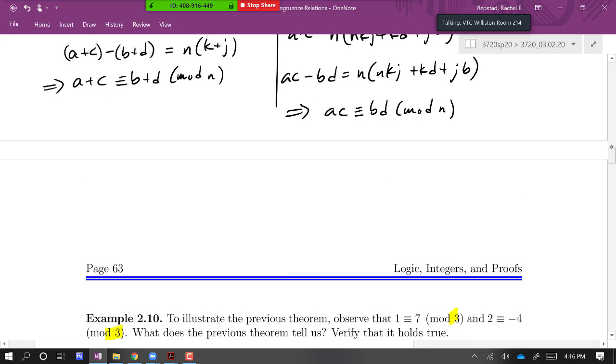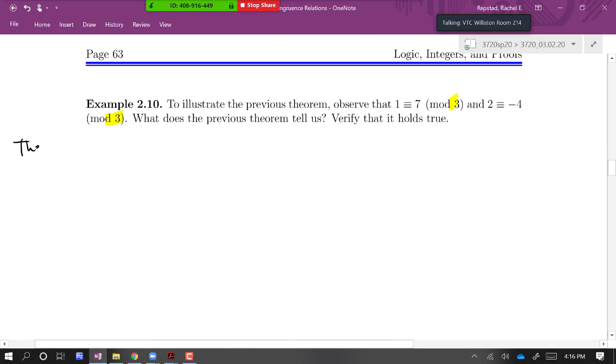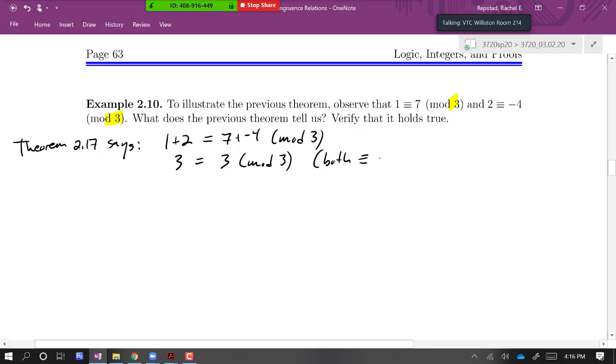And what Theorem 2.17 says is that if I take 1 plus 2, that's going to be the same as 7 plus negative 4 mod 3. Of course this doesn't take long to realize because they both give us 3. They're both congruent to 0 mod 3. So that was the first part, and their products are also the same. So 1 times 2 is congruent to 7 times negative 4, or 2 is congruent to negative 28 mod 3.